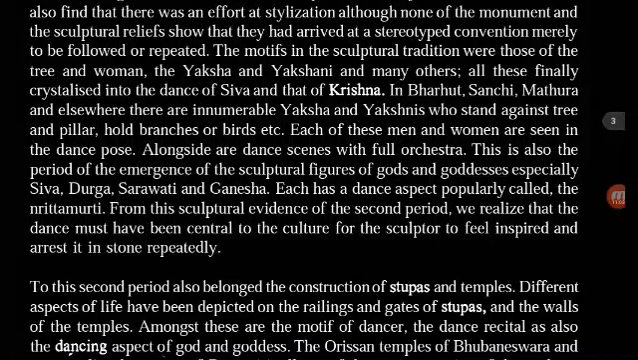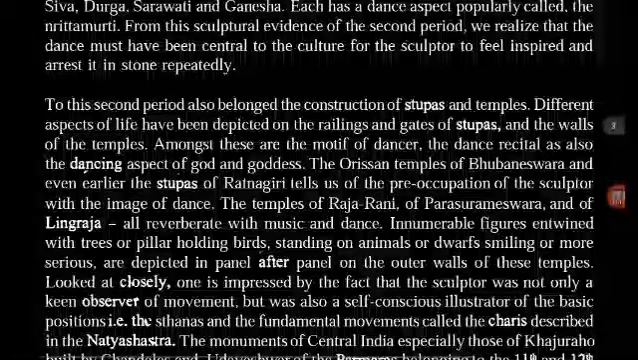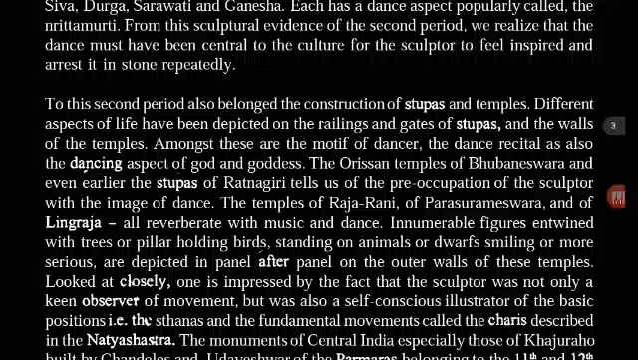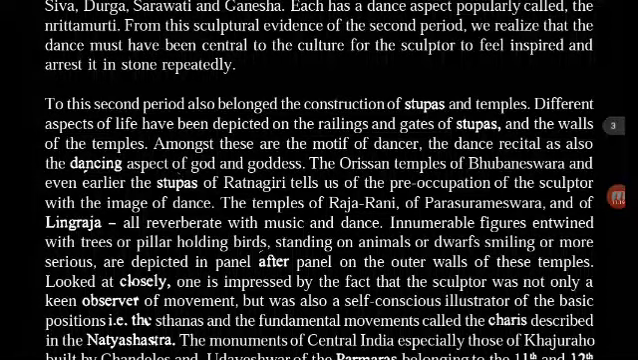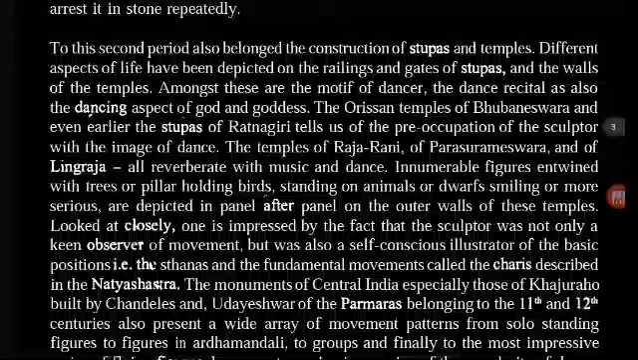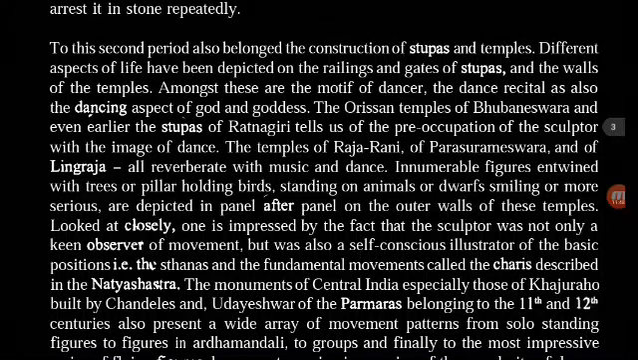This is also the period of the emergence of the sculptural figures of gods and goddesses, especially Shiva, Durga, Saraswati, and Ganesha. Each has a dance aspect popularly called the Nritta Murti. From the sculptural evidence of the second period, we realize that dance must have been central to the culture for the sculptor to feel inspired and arrest it in stone repeatedly. To this second period also belonged the construction of stupas and temples. Different aspects of life have been depicted on the railings of the gates of stupas and the walls of the temples.